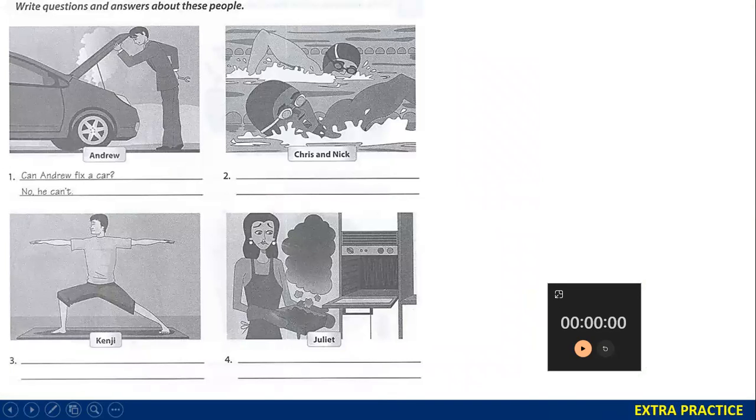Vaya, entonces ya ahora vamos ya a la práctica siempre relacionada con el tema, ¿verdad? Esas son las prácticas que trae el libro, pero que no están directamente agregadas ahí, pero sí son del libro. Okay, entonces, let's go ahead and work with this one. It says, write questions and answers about these people, ¿verdad? Entonces, take a look at Andrew.